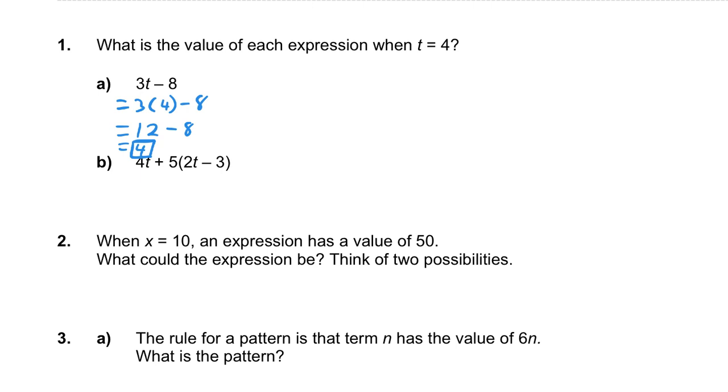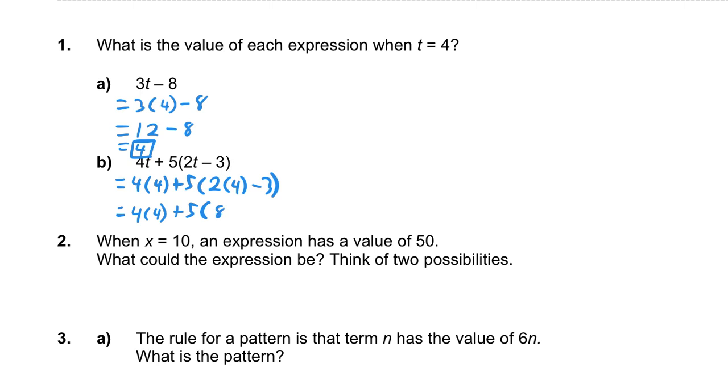Let's go through it. Let's first substitute all the t's with a 4. So this is the same as 4 times 4 plus 5 times 2 times 4 minus 3. Next, we need to go through this BEDMAS style. So I'm going to leave everything outside of the brackets all alone. I'm just going to solve what's inside the brackets.